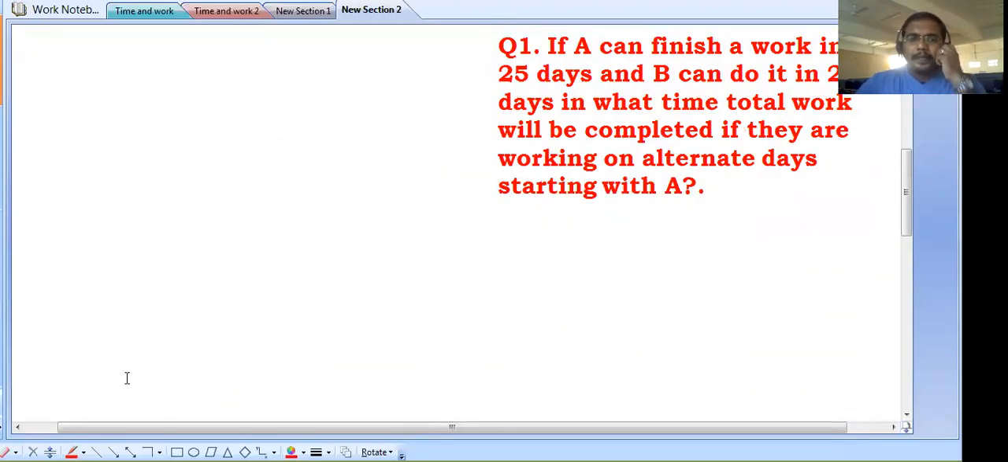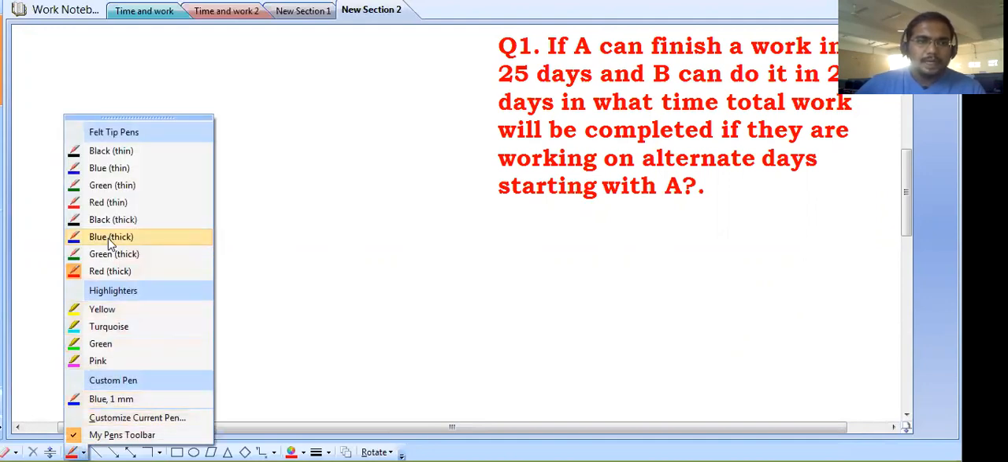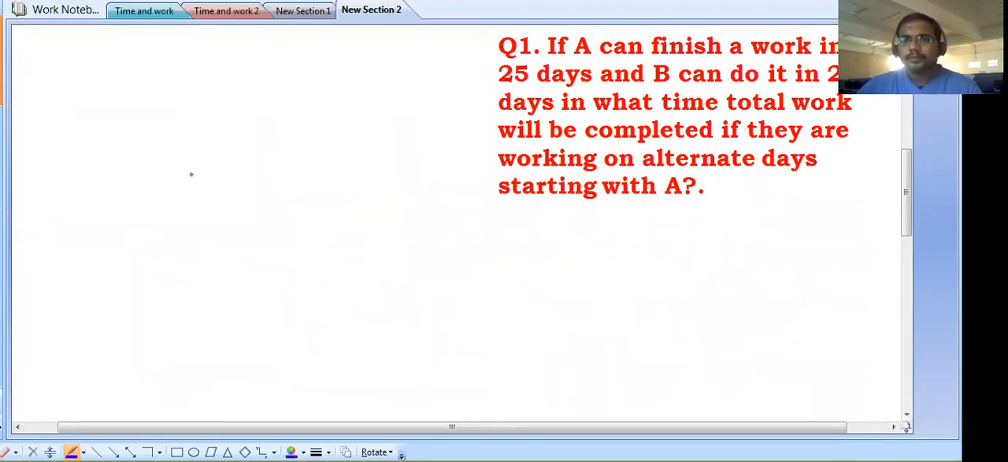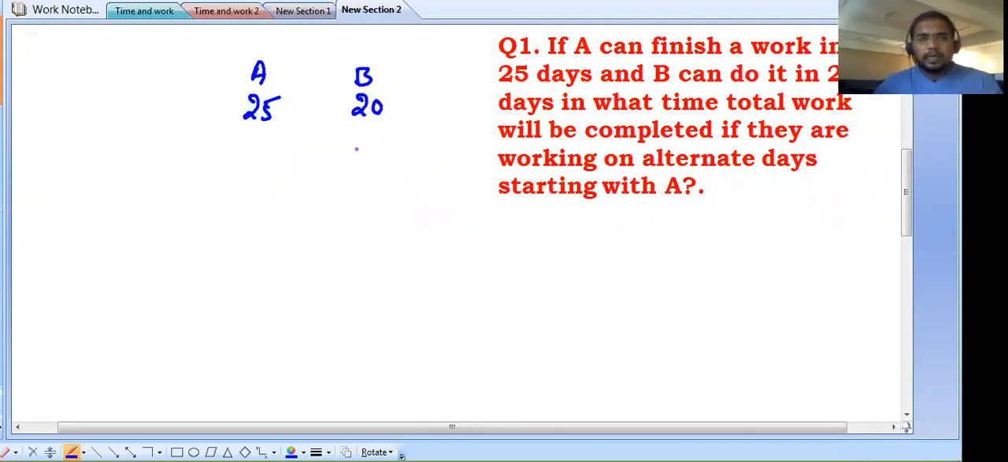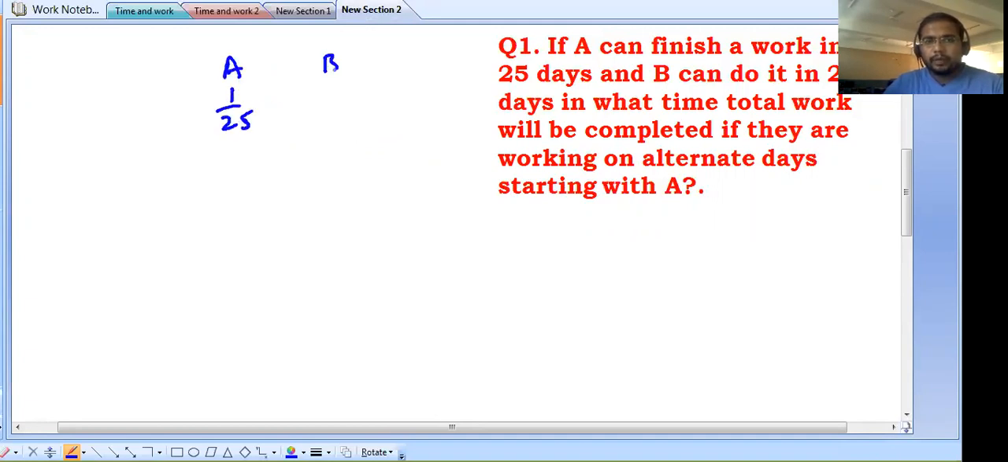See here. A and B can complete a work in how many days here? 20 days, 25 days. A will complete the work in 25 days. B will complete the work in 20 days. General method I will discuss first. That means A will complete the work in 25 days, then A's 1 day work is 1 by 25. B's 1 day work is what? 1 by 20.